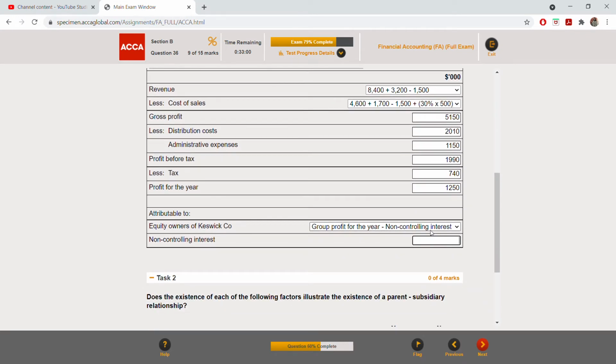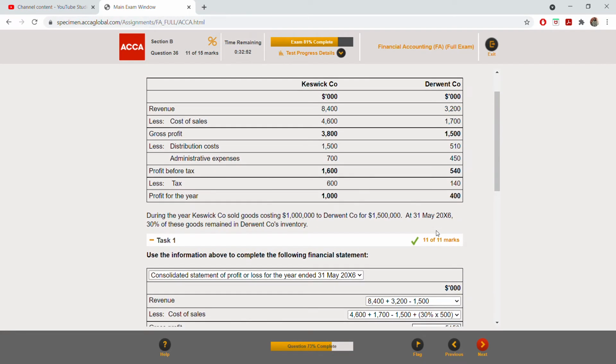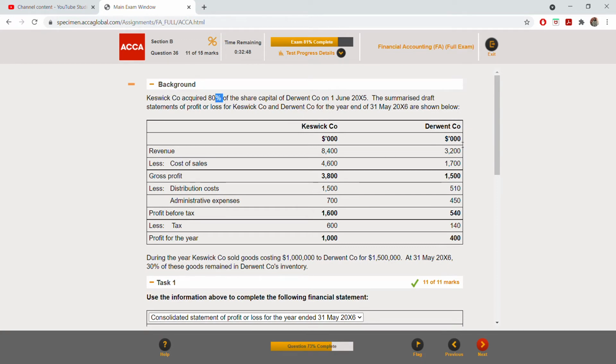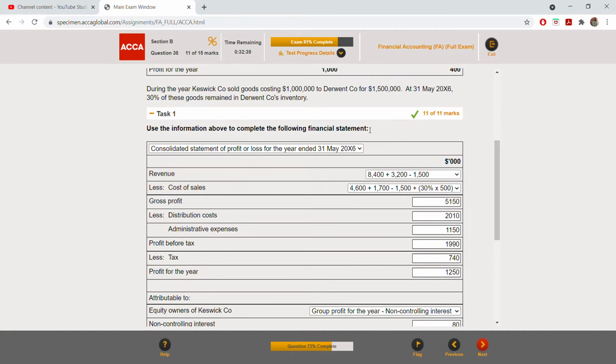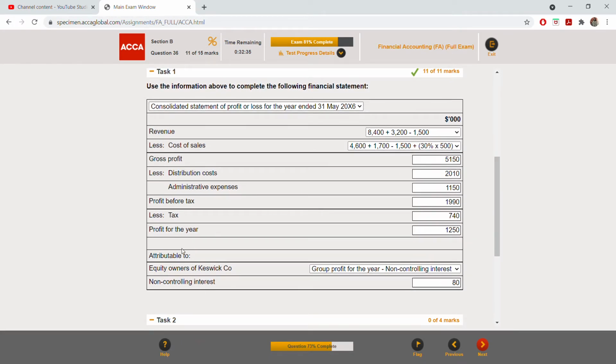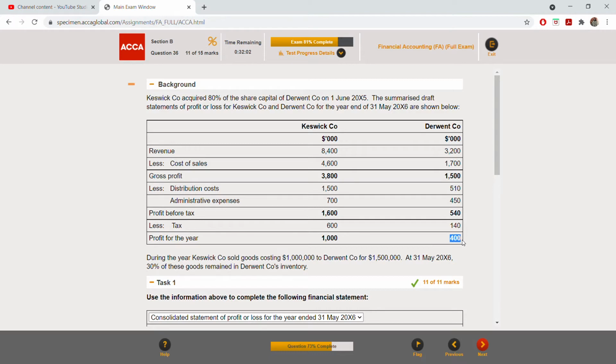How much is it? It is 80. How 80? You have acquired 80%, that means 20% on 400. 20% on 400 is the non-controlling interest. How 400? Because you take the group profit for the year and from there you deduct the non-controlling interest. So the group profit here is 400, the one company. On that you take 20%.